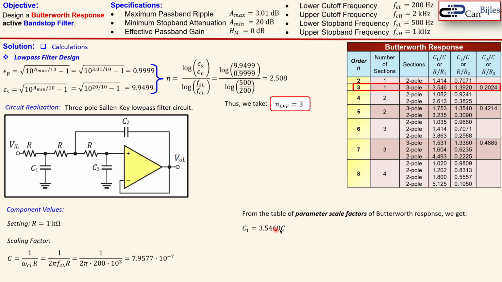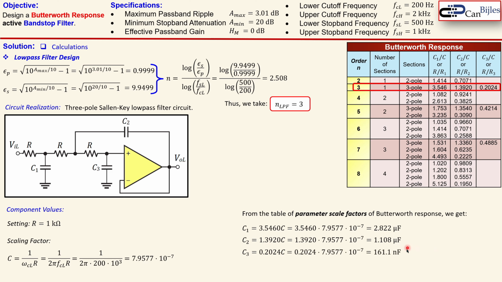So you see here the C1 is indeed this times our scaling factor C. The next one is this value 1.3920 times our scaling factor C, and etc. Now when you do the calculations here, you get these capacitor values for C1, C2, and C3. Now the design for the low pass filter is also completed.